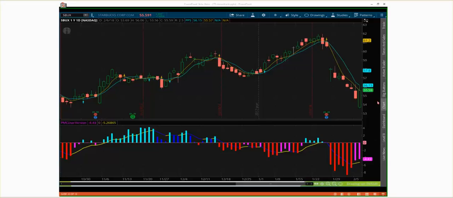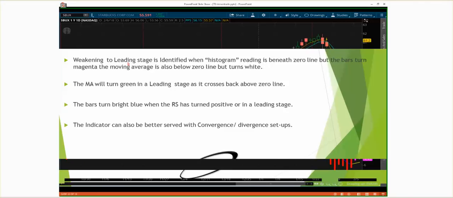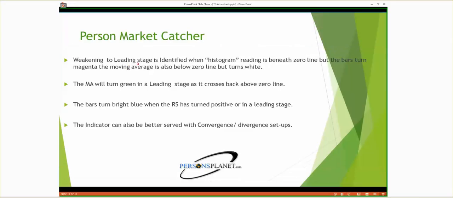So I think just as a review, the person's market catcher, weakening to leading stage, is identified when the histogram reading is below the zero line and the bars turn magenta. The move below the zero line, and then it turns white or yellow, whichever you care to change. And I think when you start to use this and start to see the tools, and of course, as I pointed out, this is probably one of the most important features about this tool: to look for convergence and divergence setups. That right there, as I was just explaining, is very key, critical.